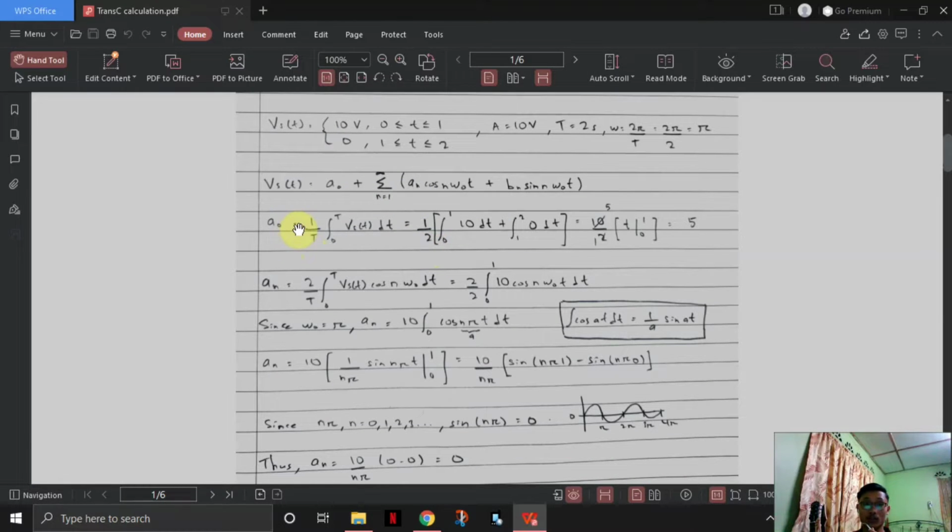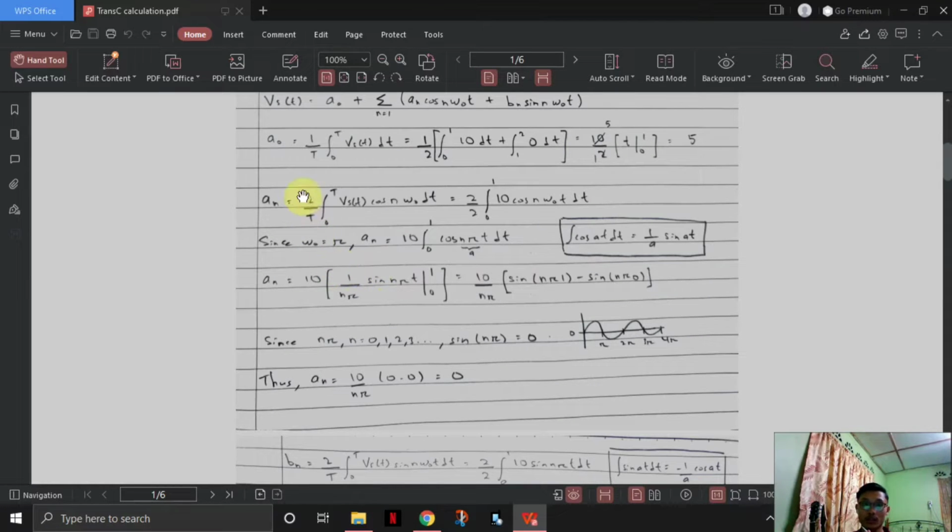To find a naught, these are the formula, and then we just input the t, the V supply and so on. Then we have 1 over 2, integrate 0 to 1 of 10 dt plus integrate 1 to 2 of 0 dt. Then we have 10 over 2 times t from 0 until 1, and we'll get the answer 5. So for a naught we'll have 5.